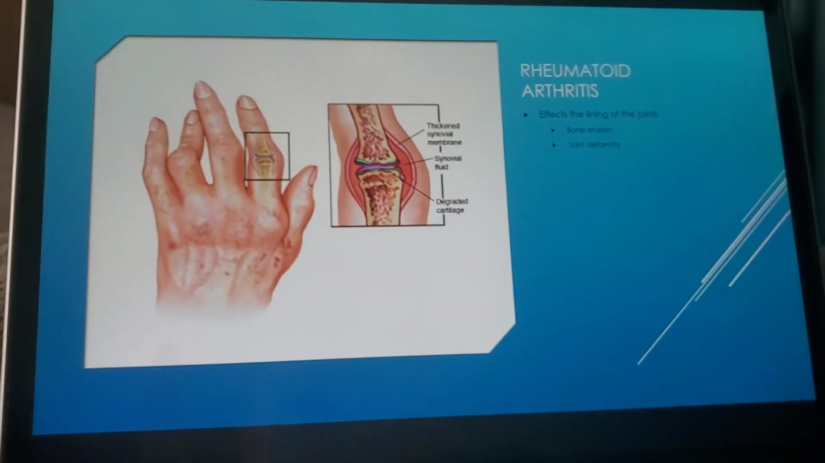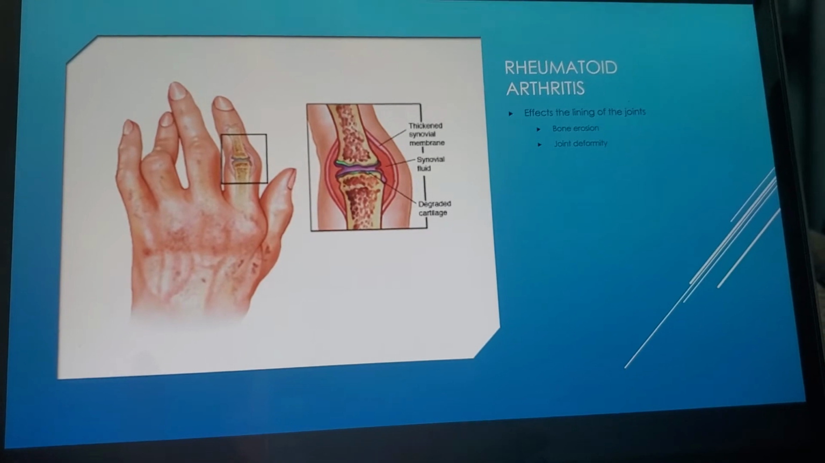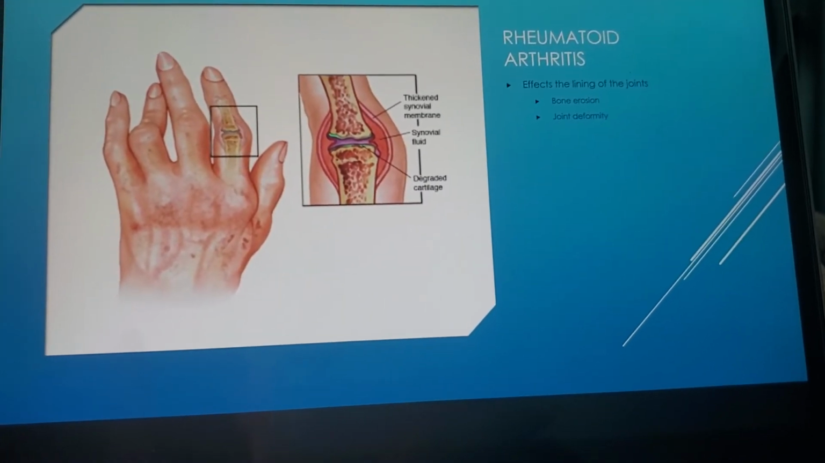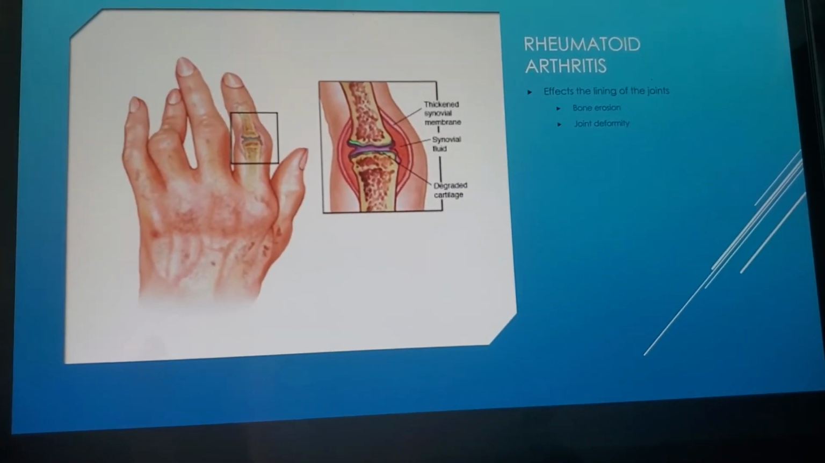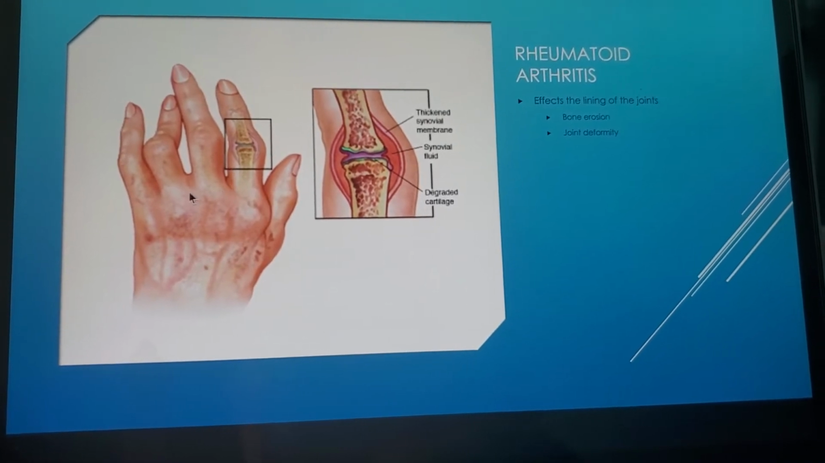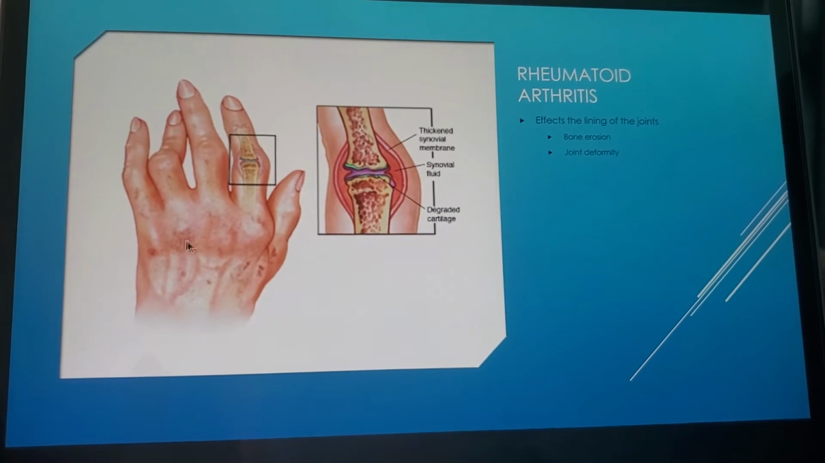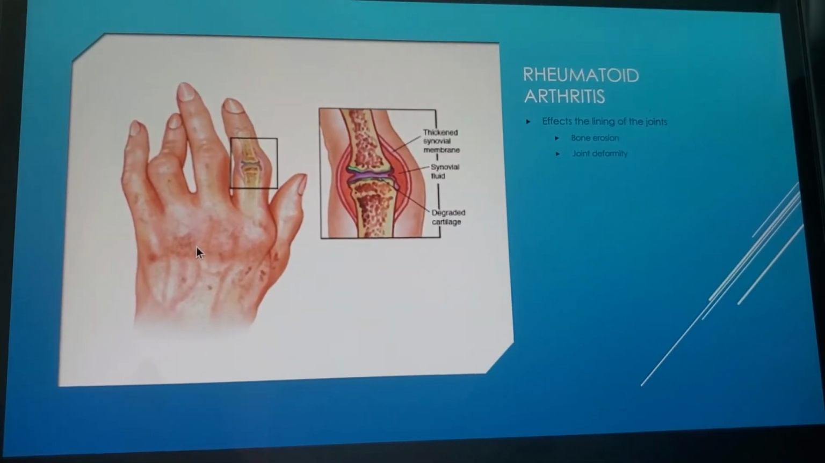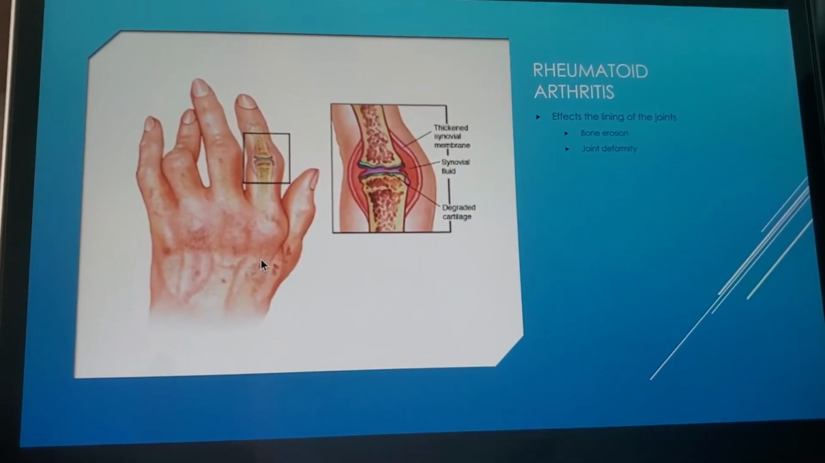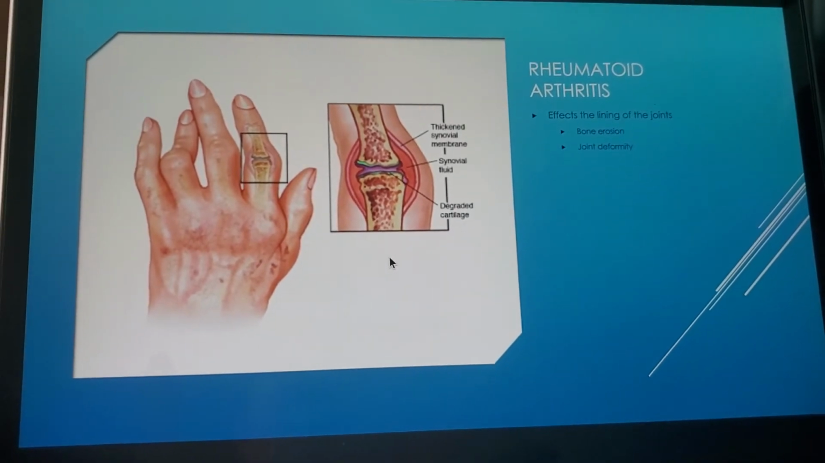Here's a picture of what people normally think of when they think of rheumatoid arthritis. Clinically, if a patient has rheumatoid arthritis, if you look at their hands, this is commonly what they will look like. Sometimes it can be worse, sometimes it won't be as bad as this, but this picture just kind of shows you that.